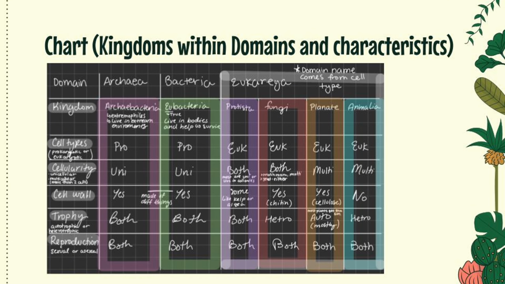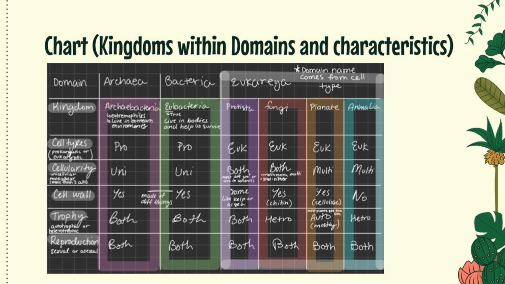And now here's a chart of specific characteristics for each, and I listed the domain and the kingdoms that fall into the domain. So in archaea, we have archaebacteria. In bacteria, we have eubacteria, and in eukarya, we have Protista, fungi, Plantae, and Animalia.